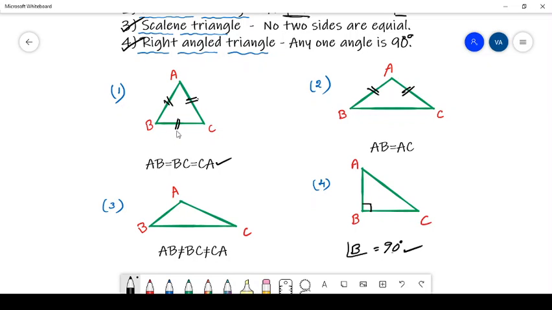Look at the first figure. In the first figure, all the three sides are equal. AB is equal to BC, equal to CA. So this triangle is called an equilateral triangle. In the second figure, only two sides, AB and AC, are equal. This type of triangle is called an isosceles triangle.